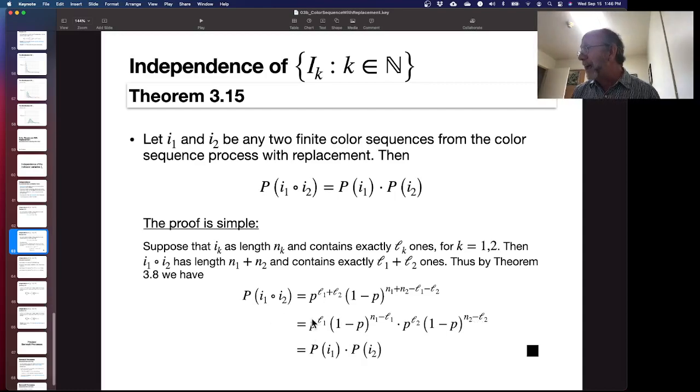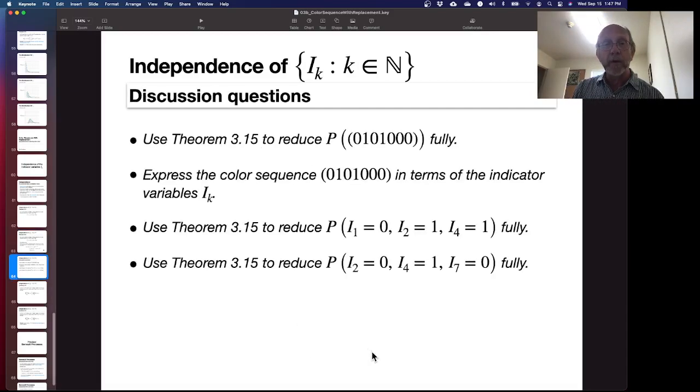But we recognize that as just the probability of the color sequence I1 multiplied by the probability of the color sequence I2. So it's a really simple theorem to prove. And then it has some consequences, though, that are not quite obvious. And these discussion questions ask you to go through this.